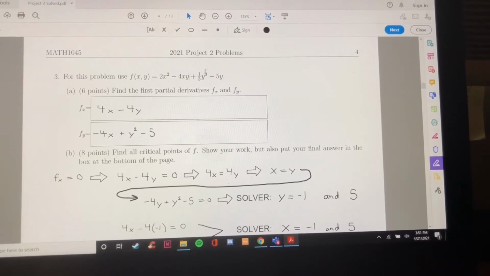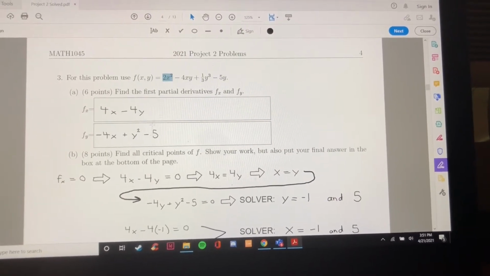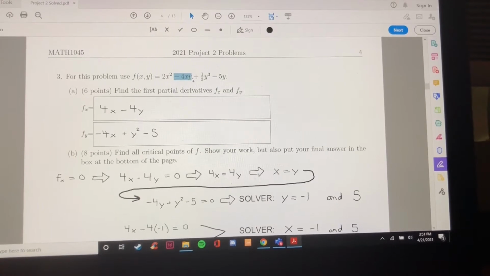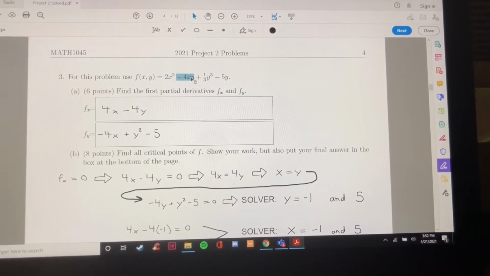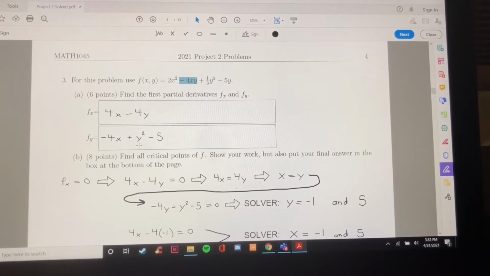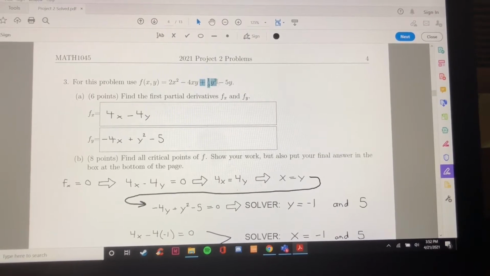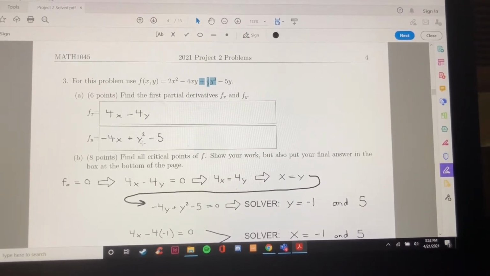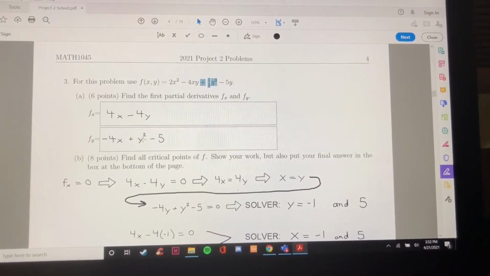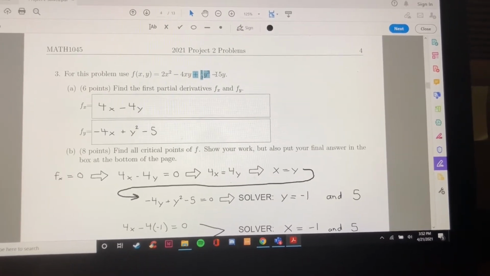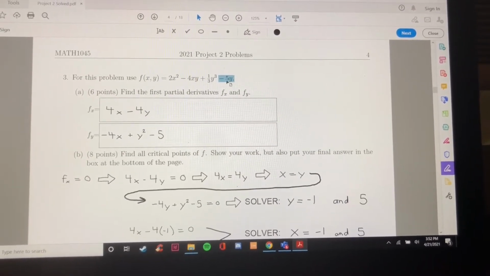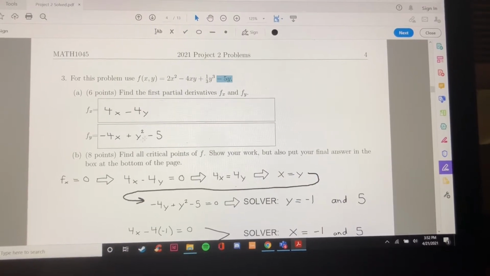For f sub y, we're going to ignore this because there's no y's in it. We're going to start here. This is going to become negative 4x, and this is going to be 3 times 1/3, which is 1, and then reduce the y squared. And then finally, negative 5y is just going to become negative 5.